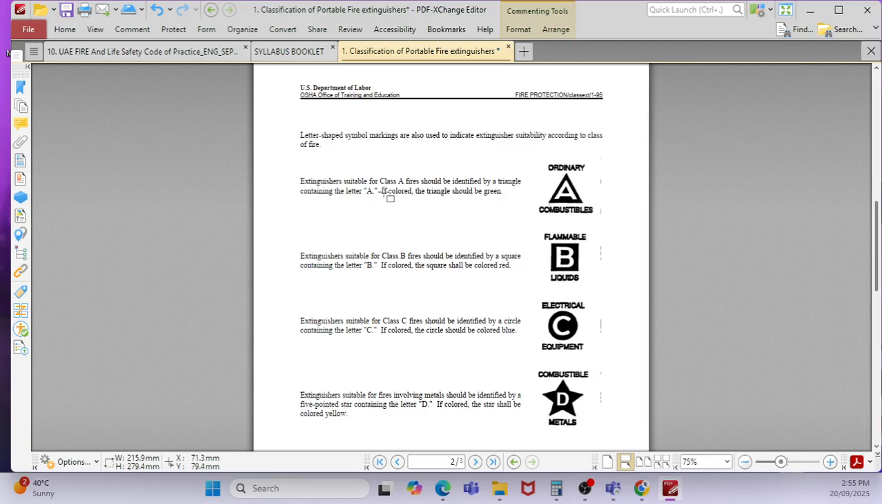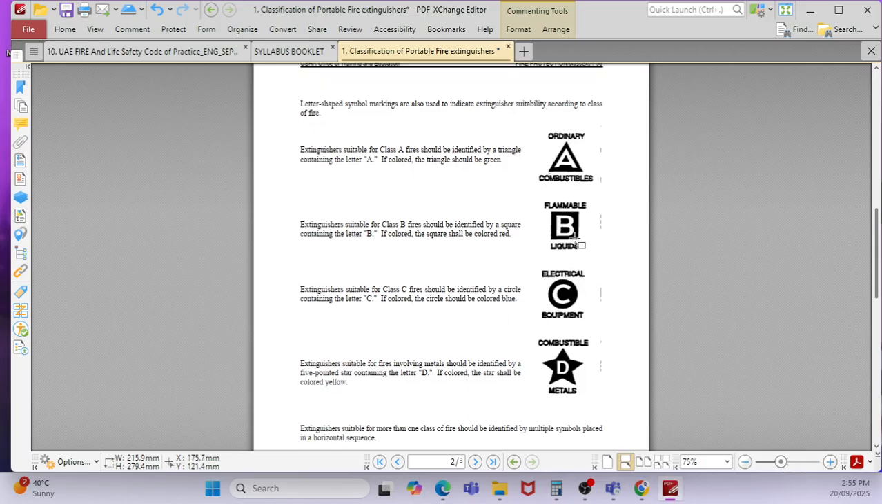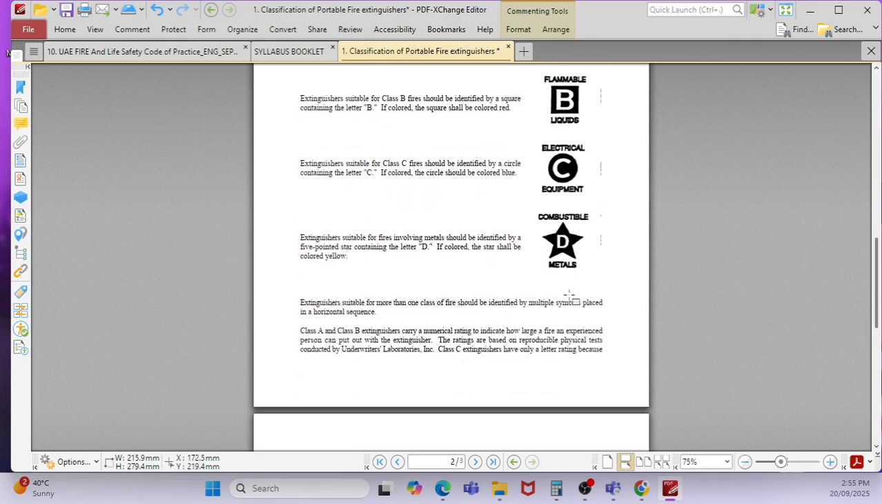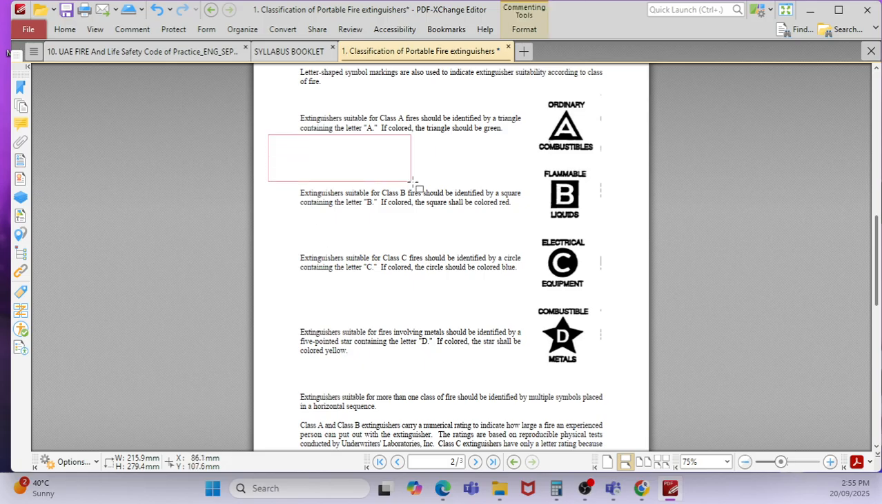Here it is very clearly given: extinguishers suitable for A, the same thing, ordinary combustibles, flammable liquids, electrical equipment. This is very, very basic information for you to understand the type of fire extinguisher you have to choose. Assume that you have an architectural drawing, for example of a commercial building, or industrial projects, or different types of projects.